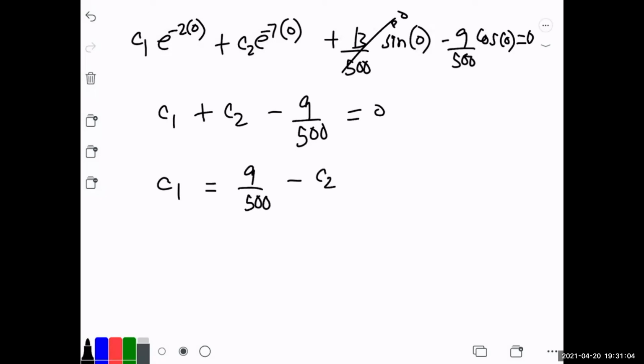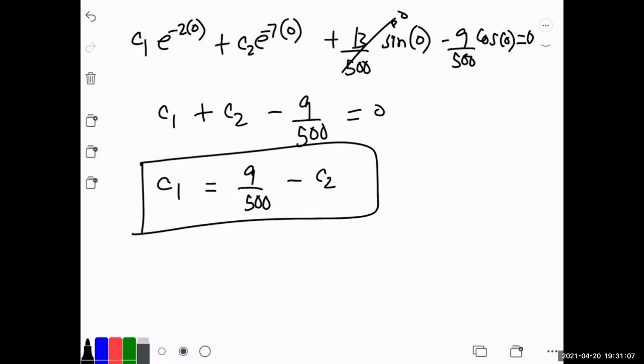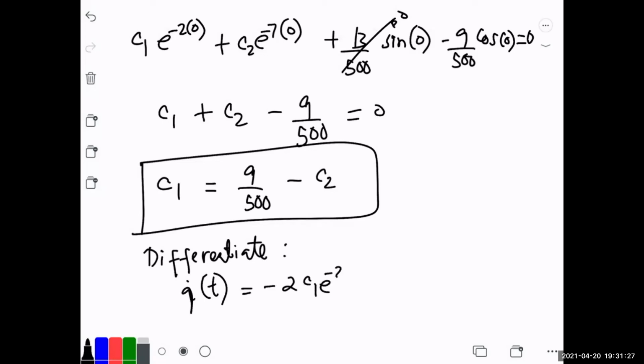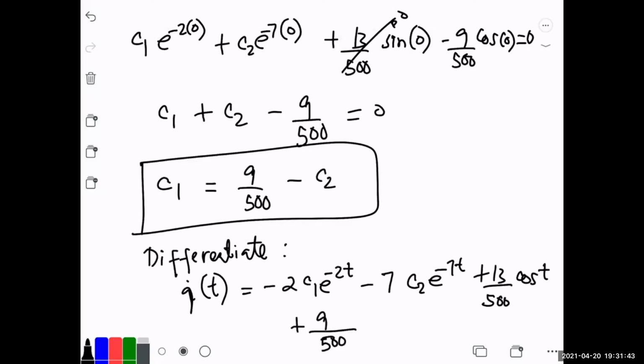Okay, so let's say this is our equation. Let's take note of that. And then for the ampere, or for the current, let's differentiate our Q of t. So Q dot, just one dot, is equal to negative 2 C sub 1 e to the negative 2t, and then negative 7 C sub 2 e to the negative 7t plus 13 over 500 cosine of t plus 9 over 500 sine of t.